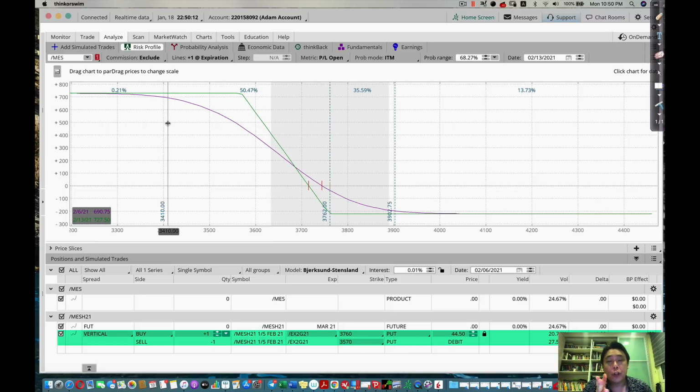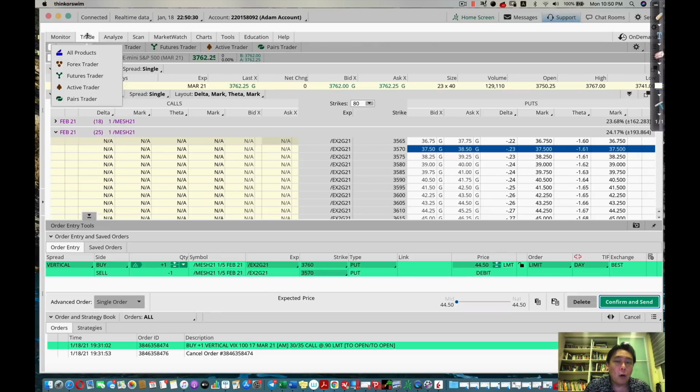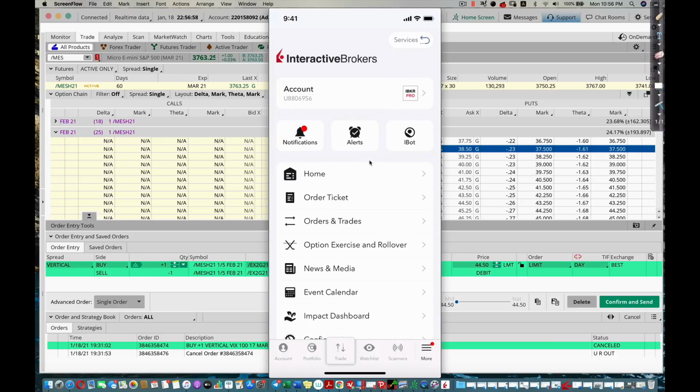Now, I'm going to show you quickly how to place the order on Interactive Brokers. I've showed you before how to place it on the Interactive Brokers Trader Workstation. I'm going to show you now how to place it on the mobile app, which is a lot easier actually. So we're going to place this exact same trade, except we're going to do it on the Interactive Brokers mobile app. Okay, so this is my mobile app. I've opened up my Interactive Brokers account. I'm going to click Order Ticket.